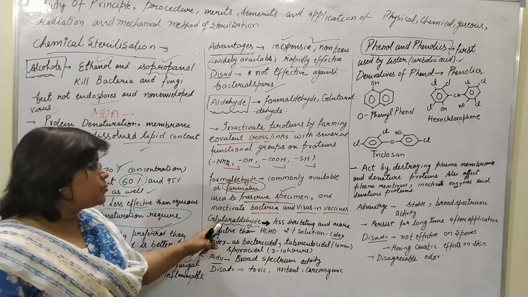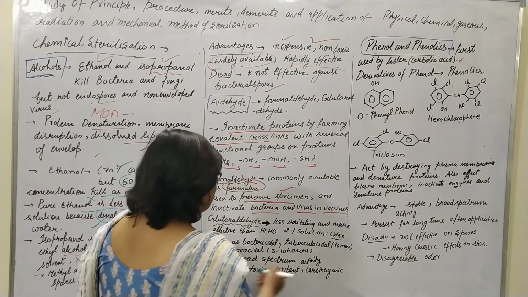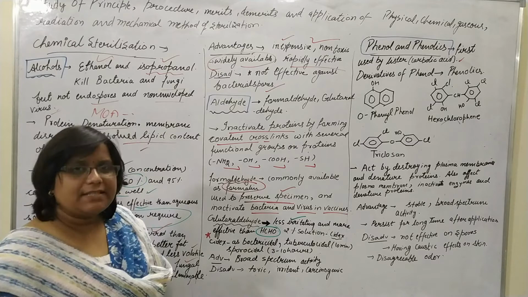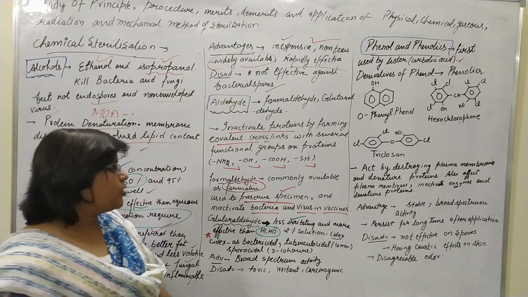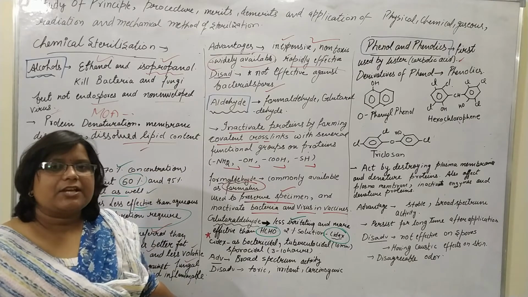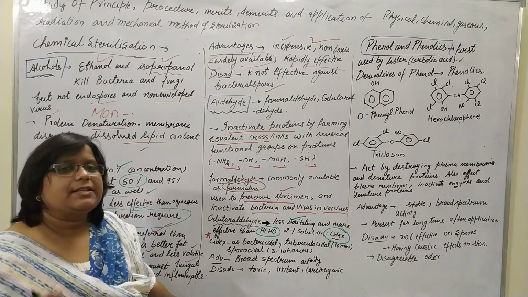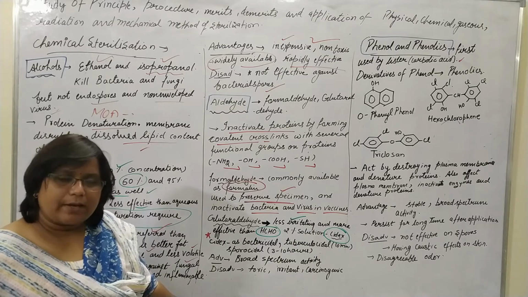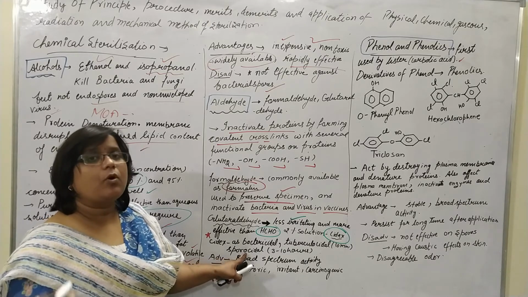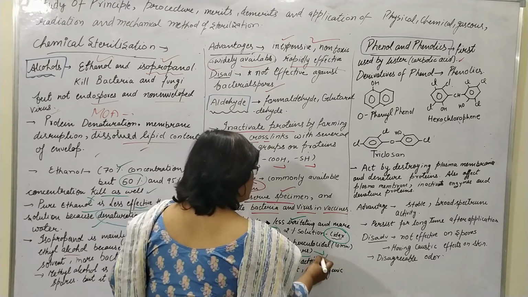Second is glutaraldehyde, which is less irritating and more effective than formaldehyde. Its formula is OHC(CH2)3CHO. A 2% solution of glutaraldehyde is known as Cidex. For its bactericidal and tuberculocidal action, only 10 minutes of exposure is required, but to kill spores, 3 to 10 hours of exposure is needed.